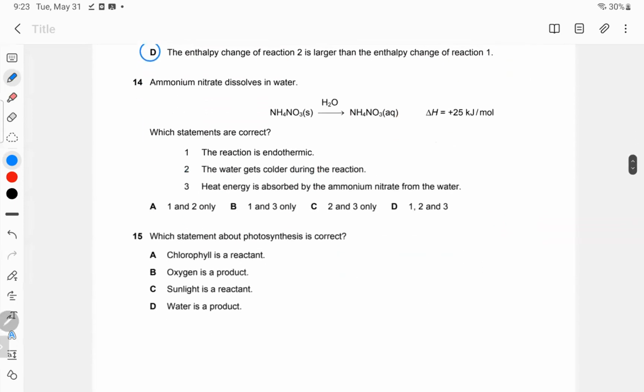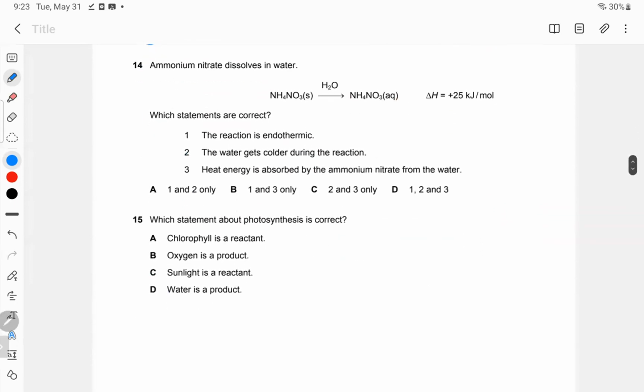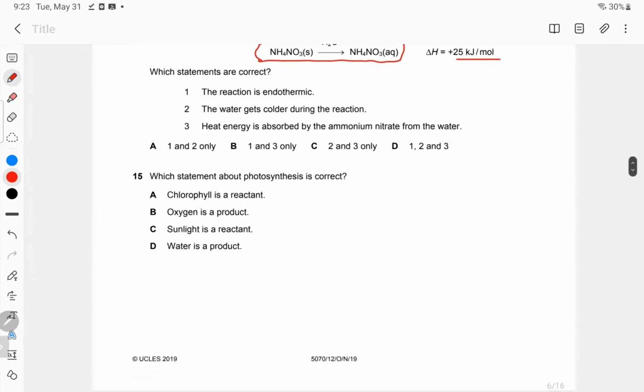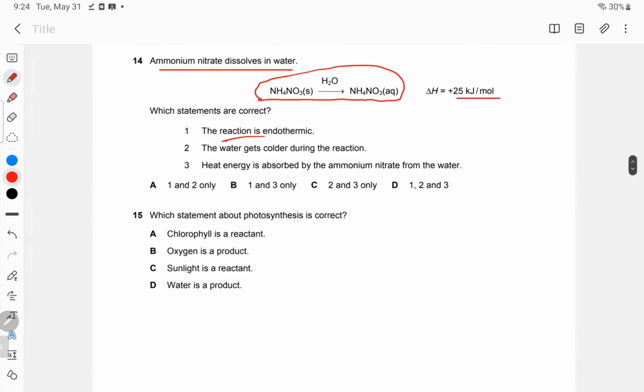Question number 14. Ammonium nitrate dissolves in water. Here we have an equation showing its dissolution. The enthalpy change is positive 25 kilojoule per mole. Which statements are correct? This reaction is endothermic. Is it correct?